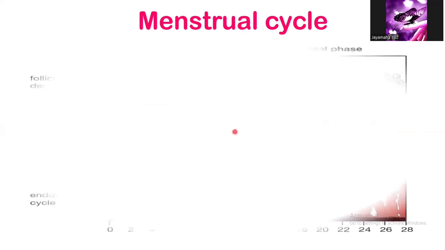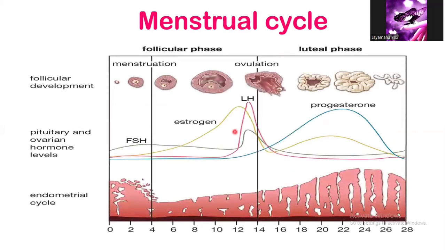Then let's see the menstrual cycle. This image illustrates the menstrual cycle, showing the different phases, hormonal changes, follicular development, and endometrial changes occurring during the 28-day cycle. Here you can see the phases of the menstrual cycle. This is the follicular phase, which extends from day 1 to 14, and this is the luteal phase, which extends from the 14th to 28th day.